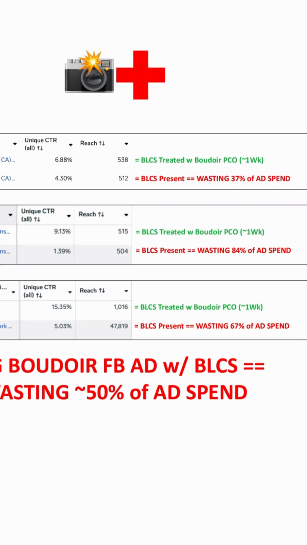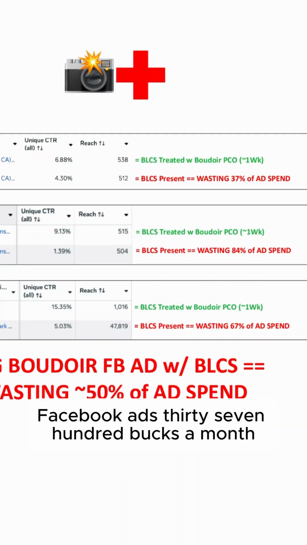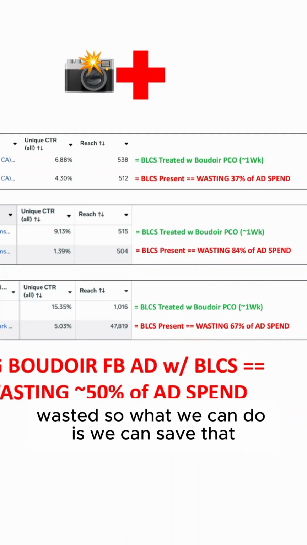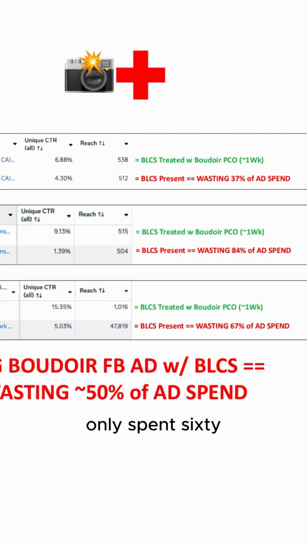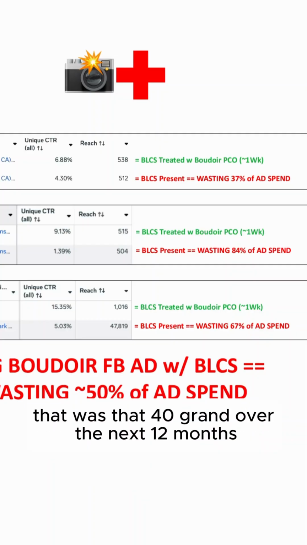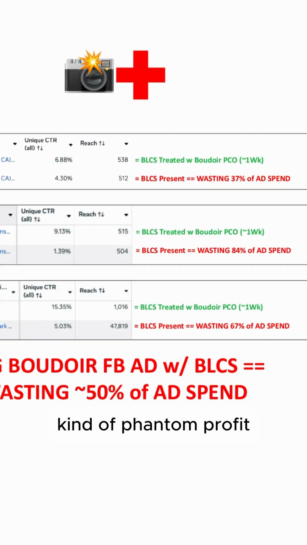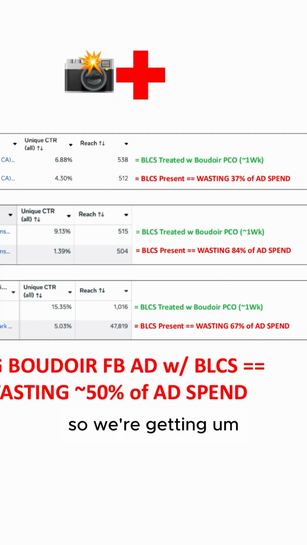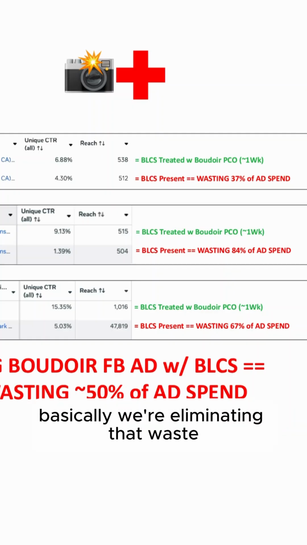So if they're spending 10 grand a month on Boudoir Facebook ads, 3,700 bucks a month, every month, is being wasted. So what we can do is eliminate that wasted ad spend, only spend 6,300 bucks a month on the new Boudoir Pico treated ads. So pocket that, what's that, 40 grand over the next 12 months, kind of phantom profit back in the business owner's pockets. And that will get our ad into the same number of women's brains as running the original ad at 10 grand a month. So we're basically eliminating that wasted ad spend, putting it back in our pocket.